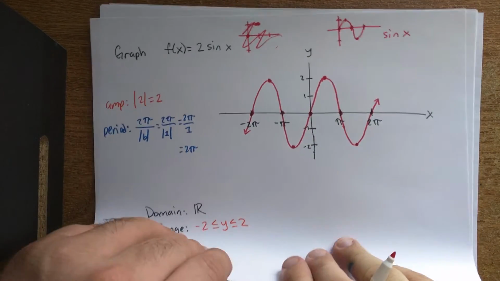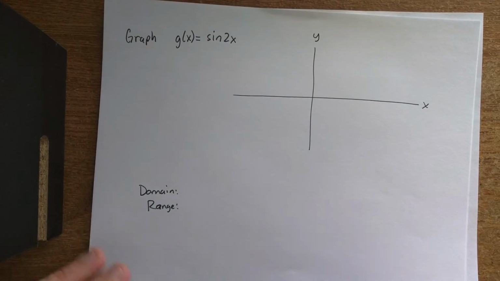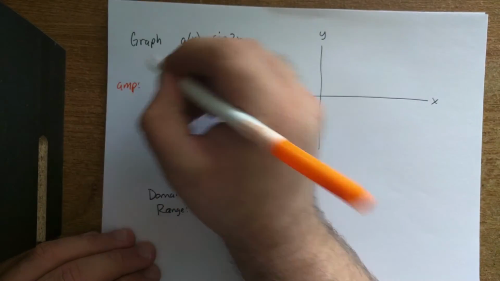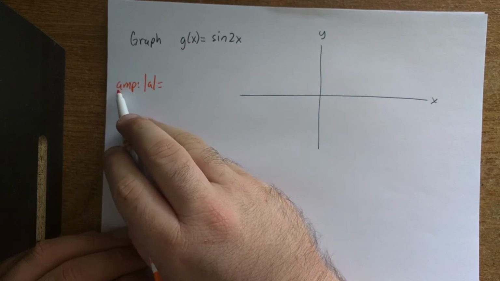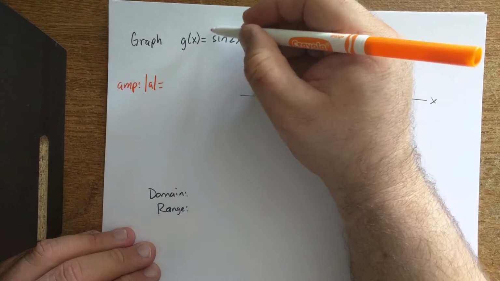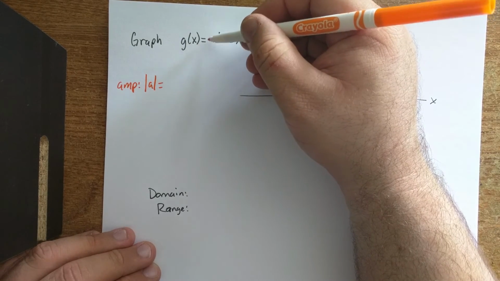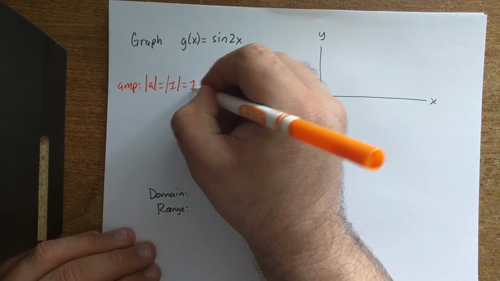Let's try one more, and then I have a couple that I want you to try. We're going to graph sine 2x. Okay, so we want to find the amplitude first. The amplitude is the absolute value of A. That's how I remember it, by the way, amplitude A. And A is the number that's in front. Now, if you look here, there's nothing written, but you assume there's a 1 there. So it's the absolute value of 1, which is just 1.